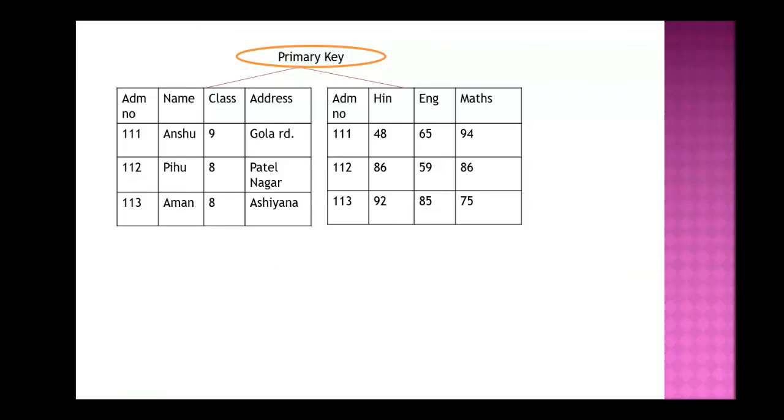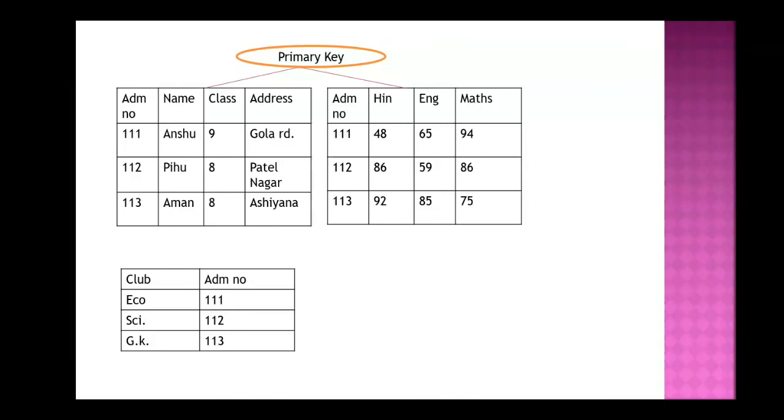Look, this is the primary key. We can see two tables. In one table we have stored the student information and the second is the marks information. In both tables we can see the admission number is unique. So this field is the primary key. Based on the primary key we can establish the relation.